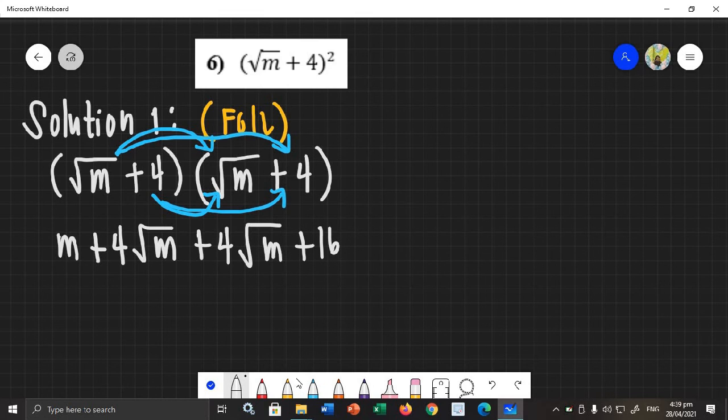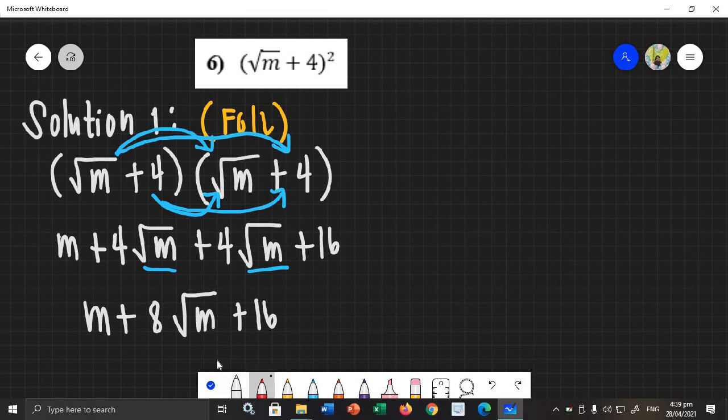And then observing this, you can combine similar terms. In this case, mayroong similar radicals na you can combine. And that is the middle terms. Okay, so we have 4 plus 4 is 8. And then copy the radical, we have square root of m. So we have m plus 8 square root of m plus 16. Therefore, this is now your product. So that is the first solution. You need to expand the given and use FOIL method to solve the product.